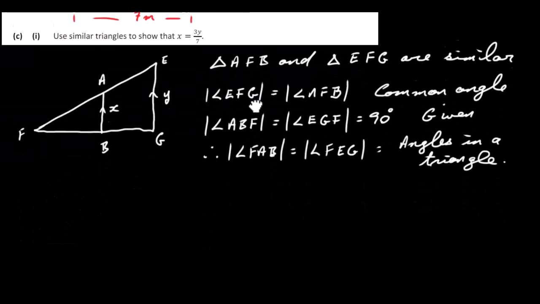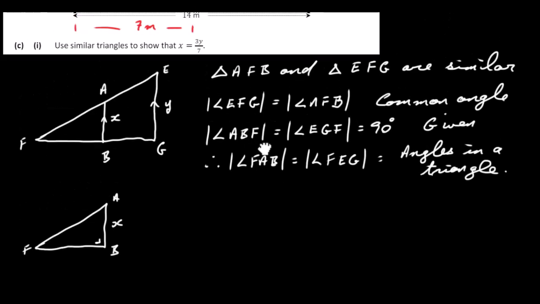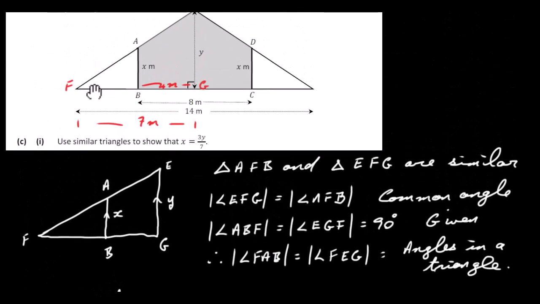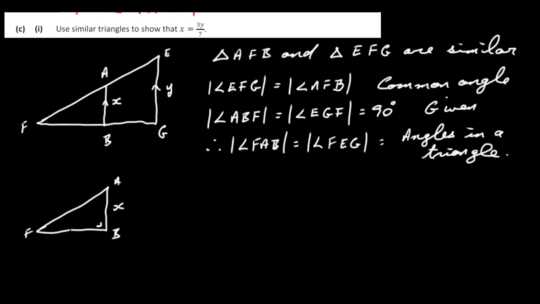Now I'll just separate out those two triangles. So we have the small one, which is FAB, that's a right angle triangle there. We know that that side there is going to be x, and the length from here to here is going to be 7, which is from here to here, minus 4, which is from here to here. So this distance here must be 3. This is 3 meters. And this is x meters.